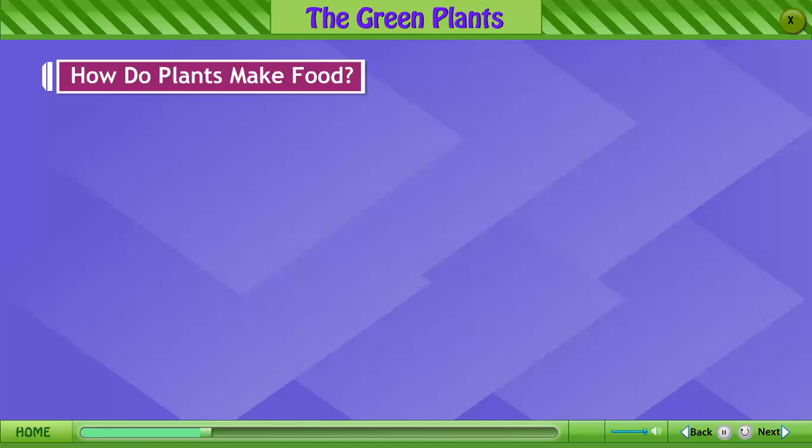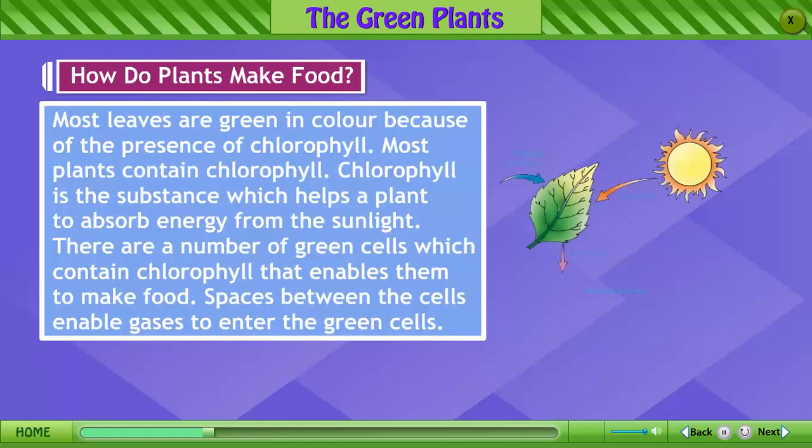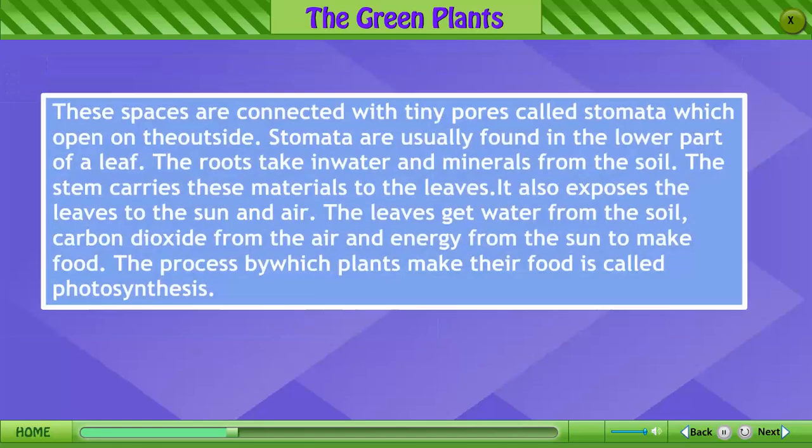How do plants make food? Most leaves are green in color because of the presence of chlorophyll. Most plants contain chlorophyll. Chlorophyll is the substance which helps a plant to absorb energy from the sunlight. There are a number of green cells which contain chlorophyll that enables them to make food. Spaces between the cells enable gases to enter the green cells. These spaces are connected with tiny pores called stomata, which open on the outside. Stomata are usually found in the lower part of the leaf.